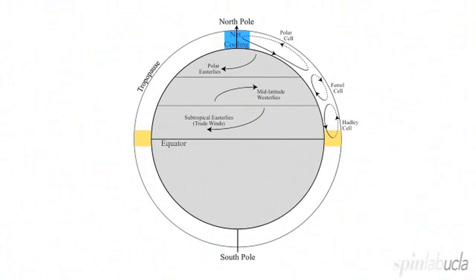And what we will discuss is that if we look on the surface of the planet in map view, affiliated with each of these cells is an east-west wind belt. The Hadley cell has the trade winds going from east to west. There are the westerlies in the mid-latitudes and the polar easterlies at higher latitudes.